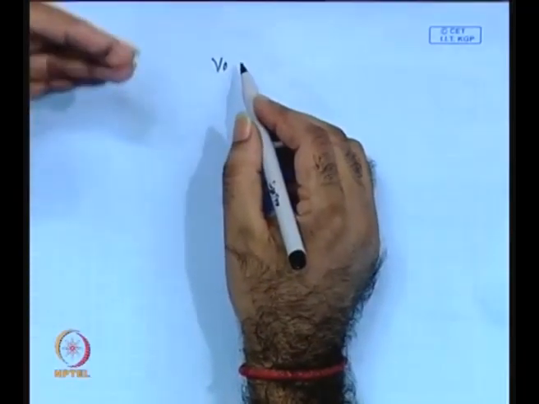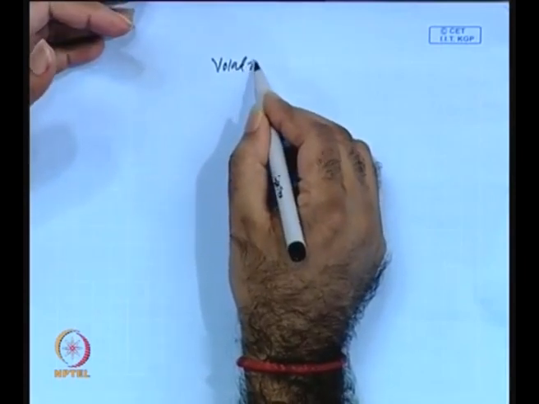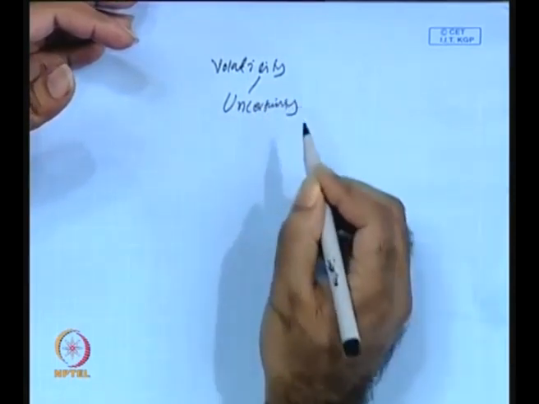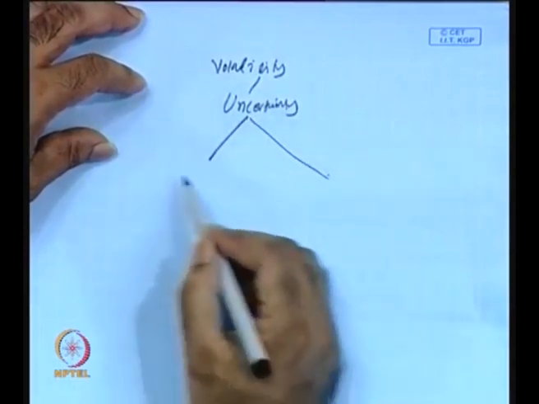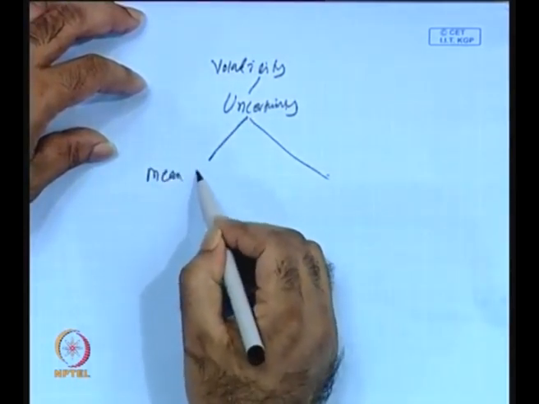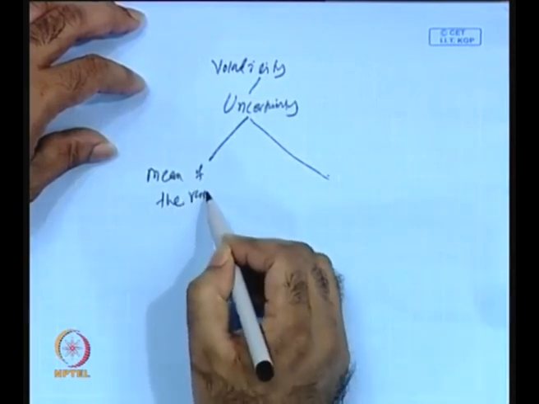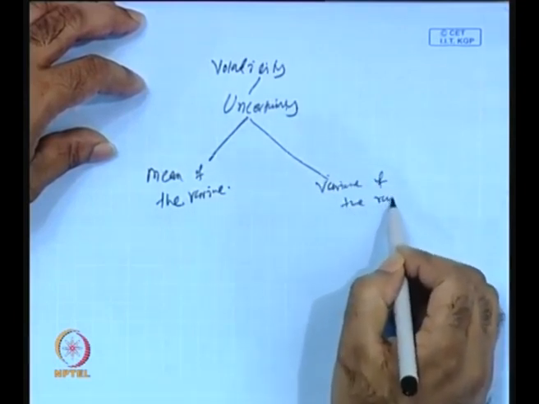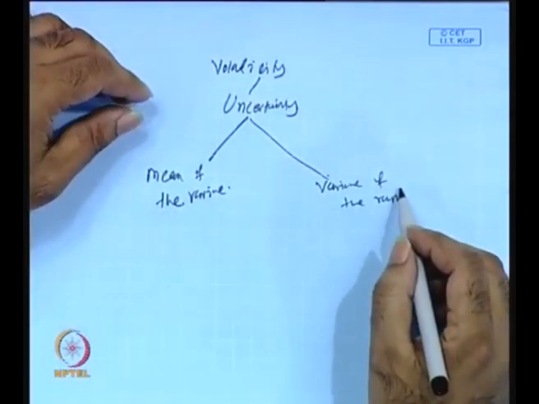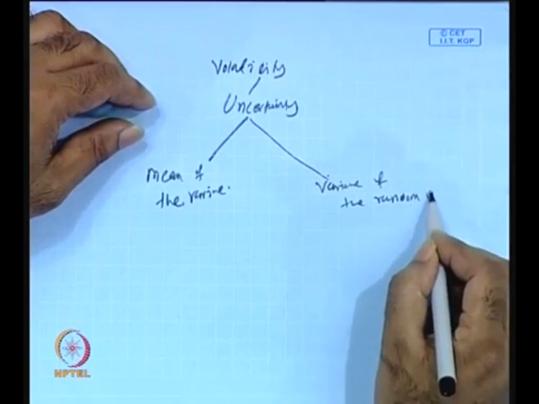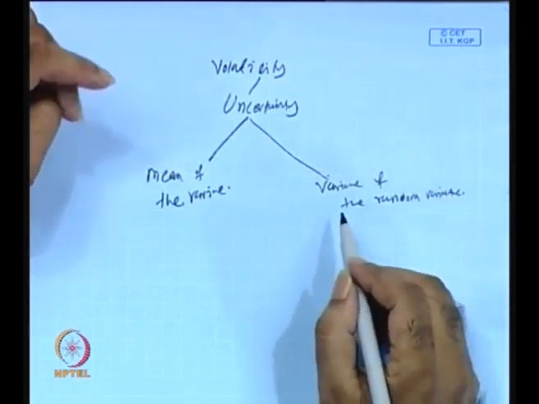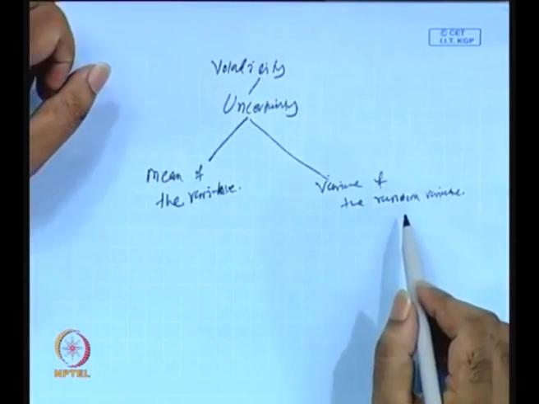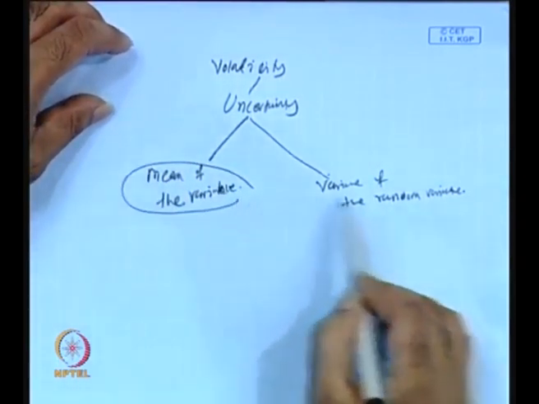Volatility basically is an uncertainty. Uncertainty has two forms: the mean of the random variables and the variance of the random variables. So we have to see what the mean is and what the variance is.